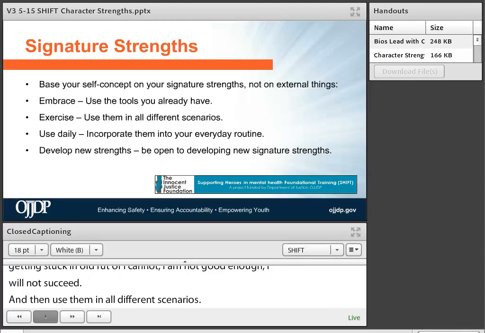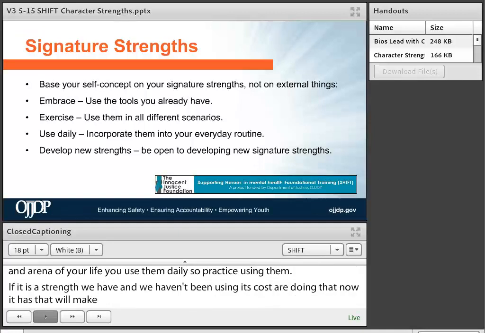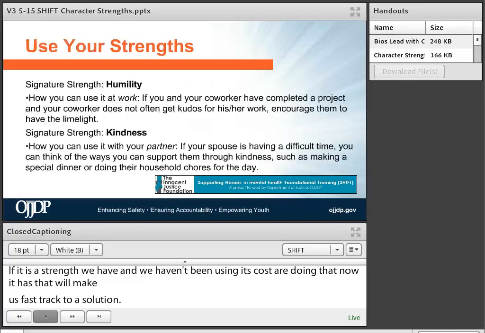And then use them daily. So practice using them. If it's a strength that we have and we haven't been using it when we come across difficulties, start doing that now, because that will make us fast track to a solution. And then develop new strengths. So being open to looking at the bottom 3 or 4 strengths that you have and seeing how can I incorporate those into my daily life to see if I can use that then to solve problems in a way that I didn't in the past.